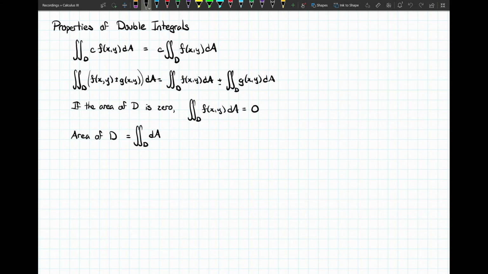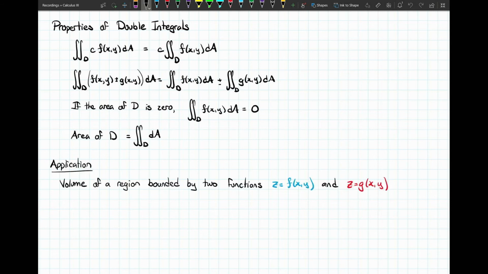What's also probably fairly obvious is that if the area of this region is 0, then the double integral of any function over that region is also 0. This last property might not be quite as intuitive, but if we were to take a region D and look at the double integral of a function equal to 1 over that region, then the volume that we're getting is going to be the area of the base times height, which is just the area of the base times 1. And that just gives us the area of the base. It gives us the area of the region D. So we can actually set up a double integral to get areas instead of a single integral to find areas like we did in single variable calculus.